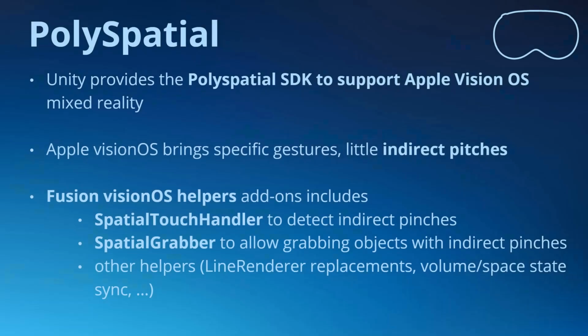For the last part of this video, we will focus on Apple Vision OS support. For Apple Vision OS, Unity provides a specific package, PolySpatial, that bridges Unity logic to the OS rendering capabilities. It also handles the operating system-specific capabilities, like the indirect pinches, that allow interacting remotely. To simply handle this platform, we provide a specific Vision Helpers add-on that covers some of its specificities: Spatial Touch for indirect pinches, Spatial Grabber to allow grabbing with the Spatial API, and other helpers.